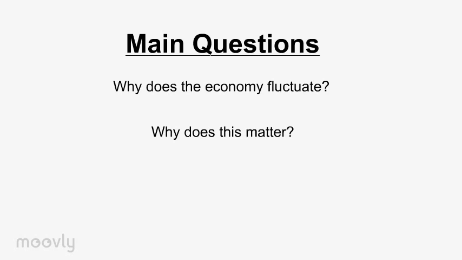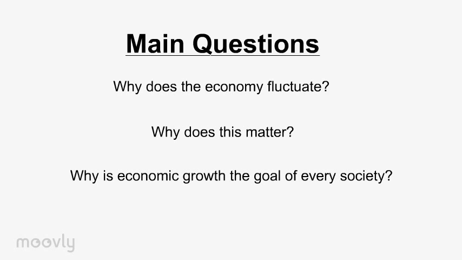Why does this matter? Well, macroeconomics measures these fluctuations and guides policies to keep the economy stable. The government has the responsibility to promote long-term growth, prevent unemployment, which results from a bust, and prevent inflation, which results from a boom. Why is economic growth the goal of every society? Economic growth provides better goods and services, increases wages and standard of living, allows more leisure time, and the economy can better meet the wants and needs of its citizens.